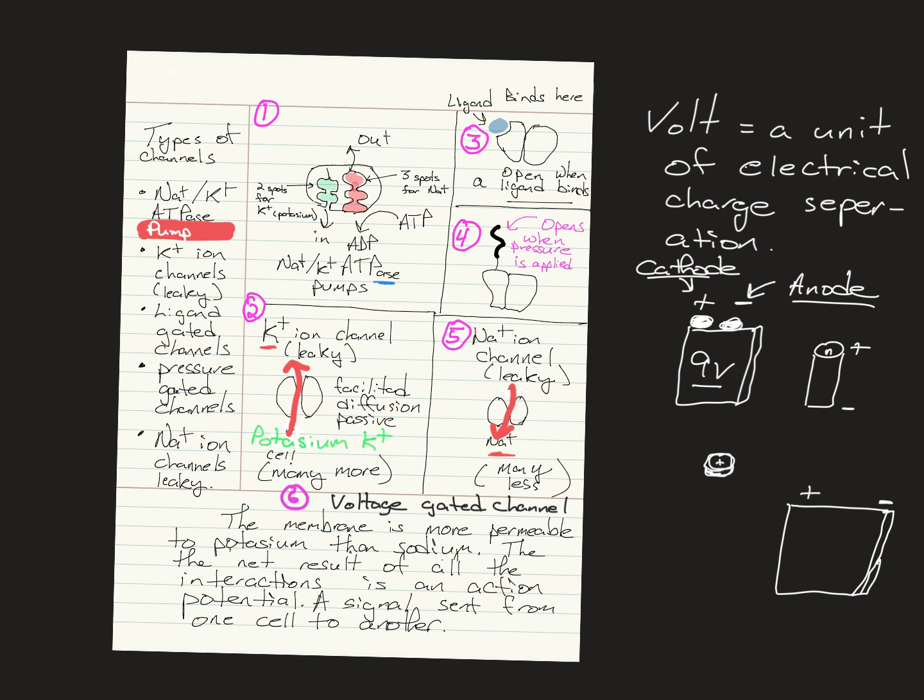You'll see here I wrote the summary of the notes already. The membrane is more permeable to potassium than sodium. Why do I say that? Because there are more leaky channels for potassium than for sodium, which is what I said. The net result of the interactions of these 6 proteins is the action potential. Your thought, your movement is the result of these 6 proteins working together. A signal is sent from one cell to another cell, which allows you to do what you do.